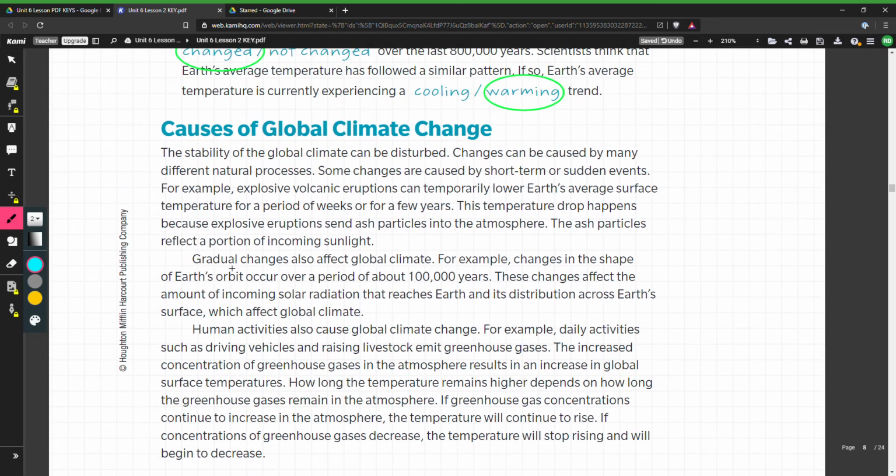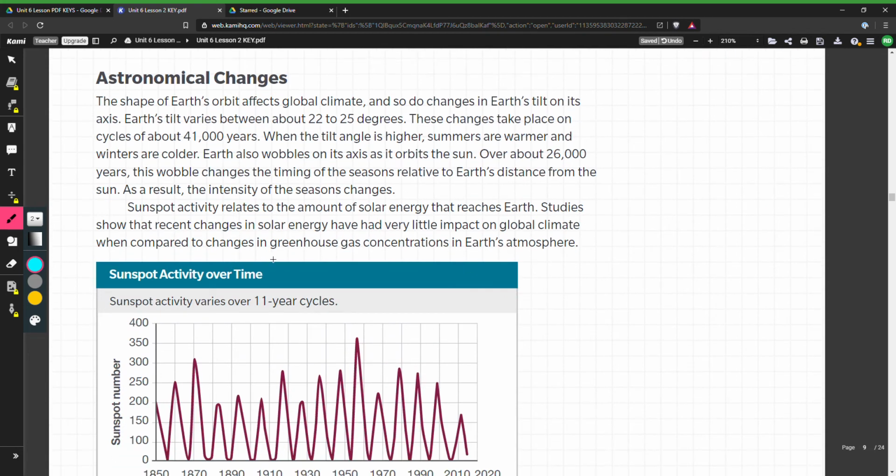So this talks about causes of global climate change. There are a number of different things. The first thing that contributes to climate change is astronomical changes. So there are things like Earth's tilt. When you think about the North and South Pole of Earth, they're not straight up and down. If it was straight up and down, it'd be like this. But Earth is actually tilted. And it's wobbling a little bit, like a top wobbling on its axis. So that changes from about 22 to 25 degrees every 41,000 years. It's wobbling slowly.